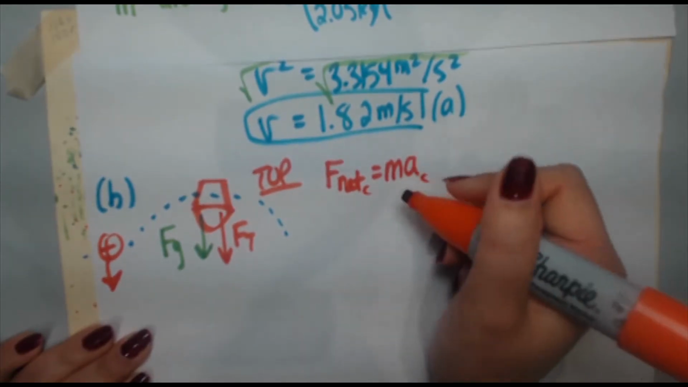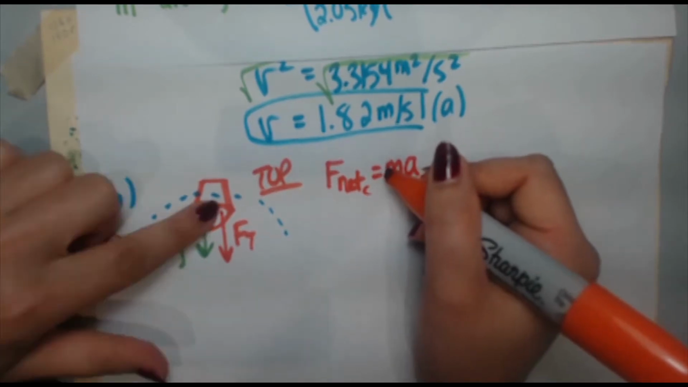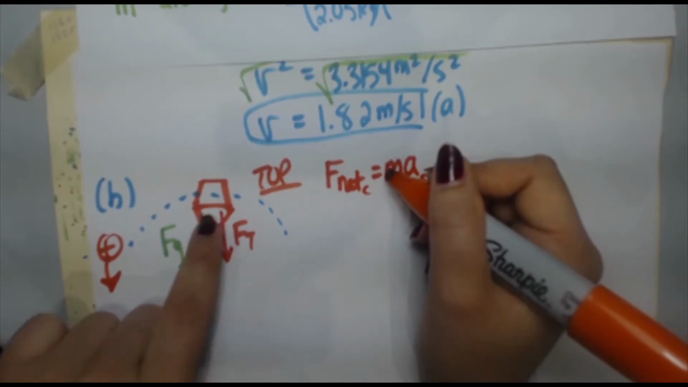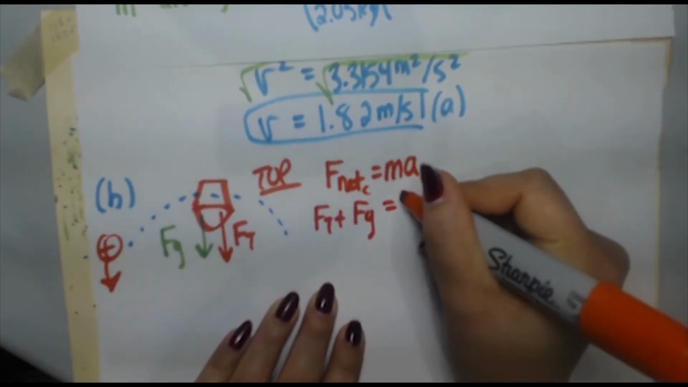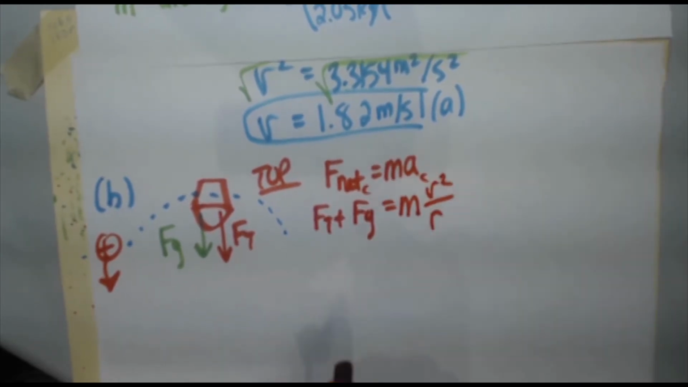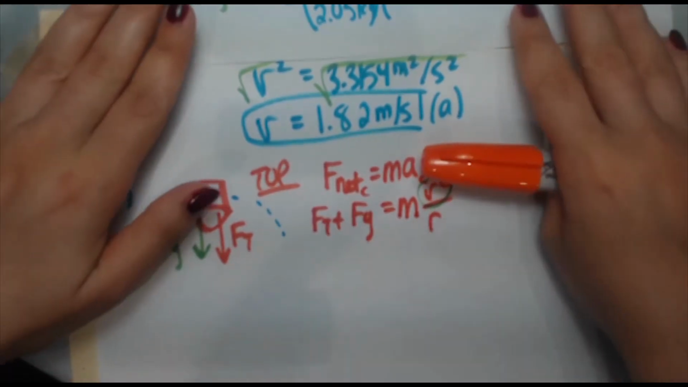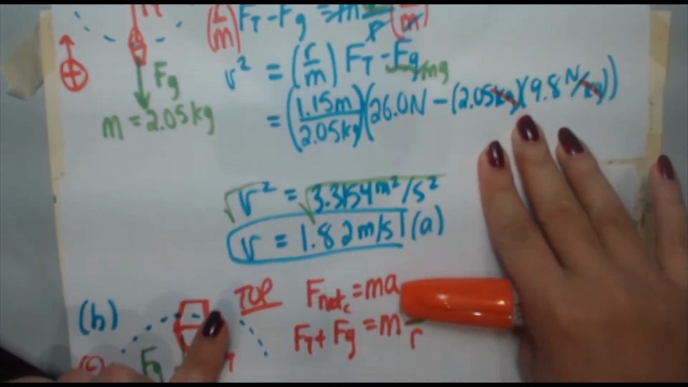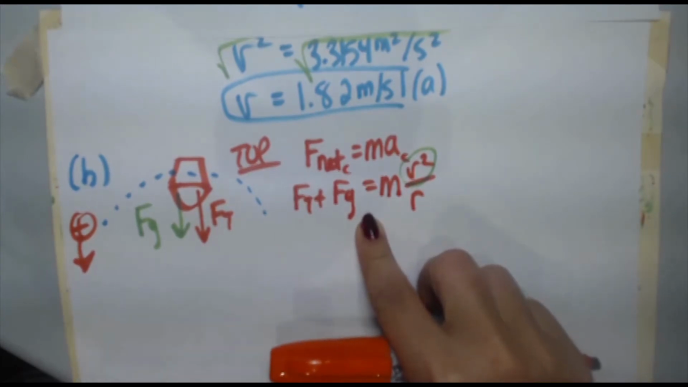So F net in the centripetal direction, or in the radial direction, we've got both of them going in the same direction, in the positive direction. So it's going to be Ft plus Fg equals m. And then, of course, a centripetal is v squared over r. And same as before, we're looking for v squared. If you notice, the only difference is in part A, we were subtracting, Ft minus Fg, right? Because they were going in opposite directions. Here, we're taking the sum because they're going in the same direction.